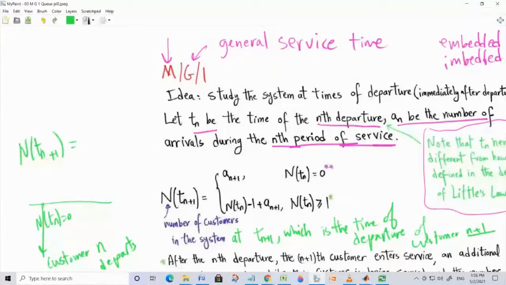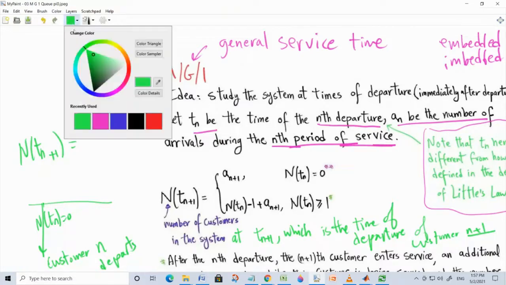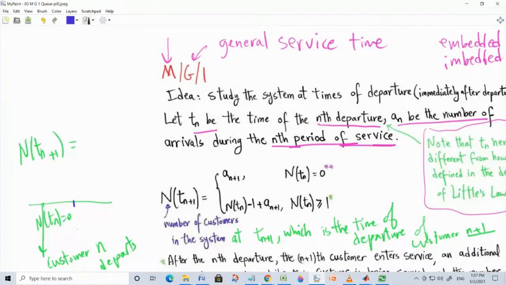So what is N of Tn plus 1? Let's try to imagine what is going on in this system. There was an nth customer being served. The nth customer is done and will depart from the system. Now the system is empty. We are assuming that N of Tn is equal to 0. So the server is idle, and the number of customers in the system remains 0 till something happens, which is an arrival. So there will be an arrival.